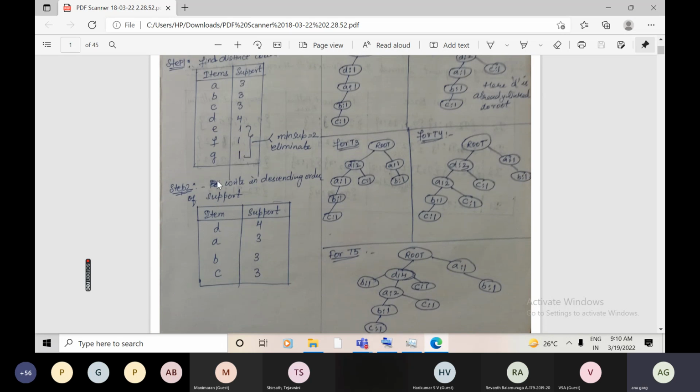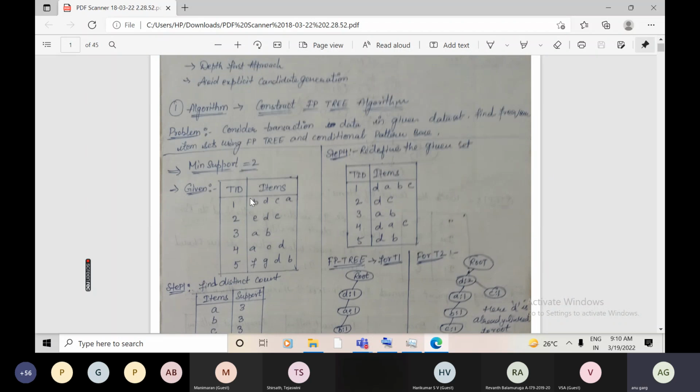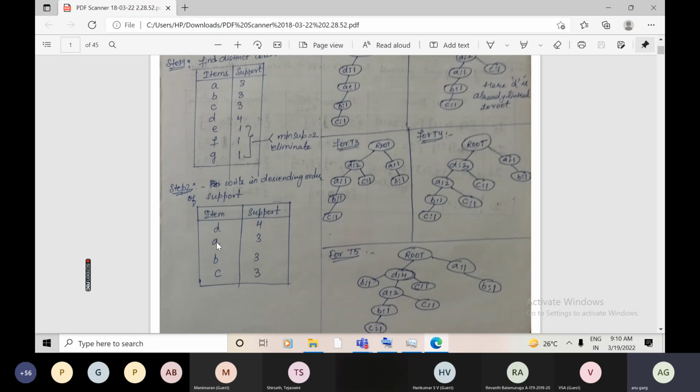Now, whatever we are left with, we should write in step 2 in descending order of their support. So 4, then 3, 2, 1. Here we have 3 for everything, so you write A, B, C. Once this step is done, your final table is this. Now, using this item support table, you redefine your original given table. Earlier the order of the items given here was B, D, C, A, but you have to arrange these items in the order of the support. That means first should come D, then A, then B, then C.